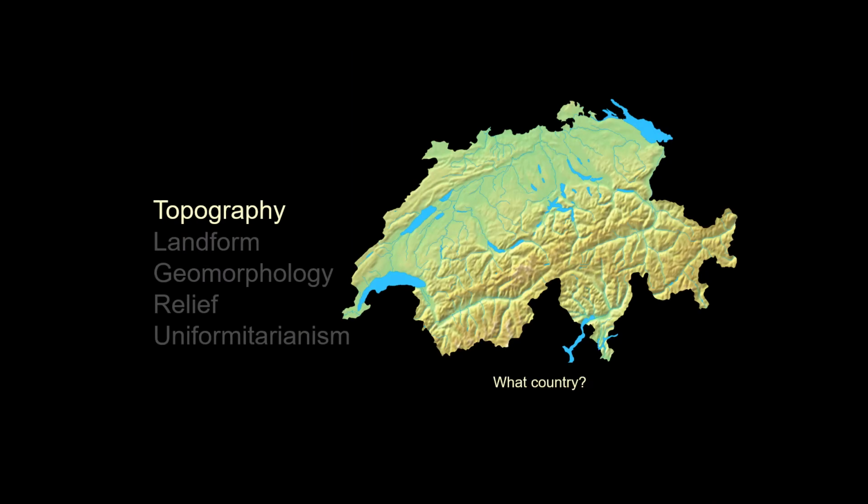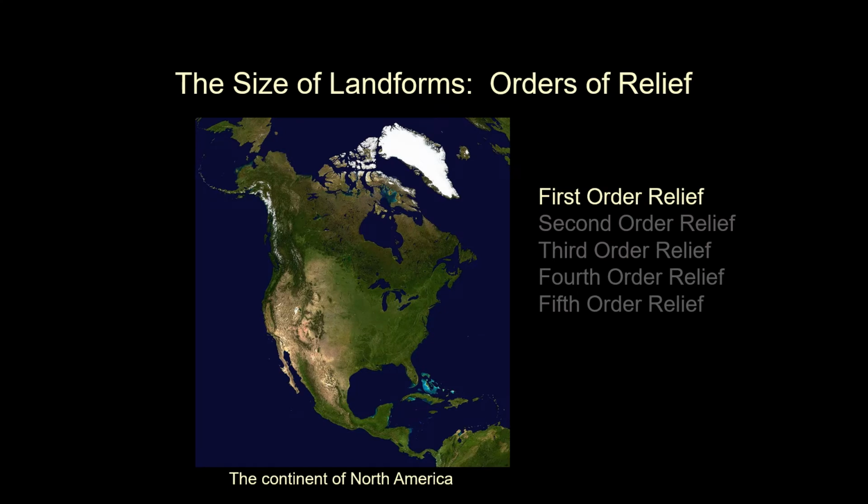Now you see here the topography, landforms, geomorphology, relief, and uniformitarianism. That means all these things we actually talk about in the geologic process. Now the order of the relief. In your lecture you know the order of the relief: first order, second, third, fourth, and fifth order. All the orders are shrinking down and narrowing down the process. So make sure that you know all these things.